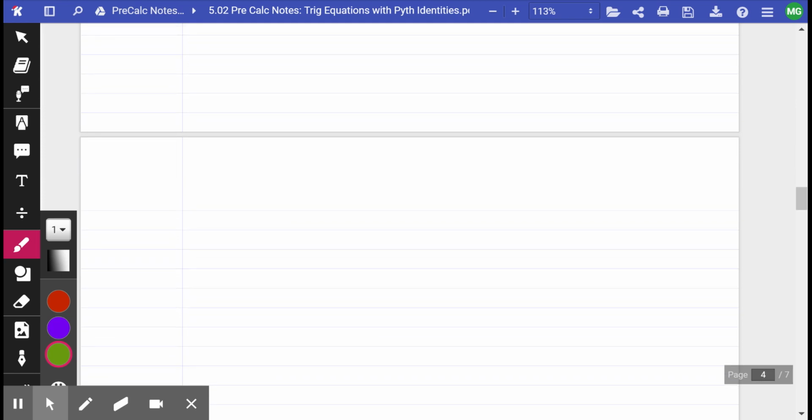All right, and the last one we'll look at here is solve 3 secant squared x minus 2 tan squared x minus 4 equals 0. See if you can pause the video here and try to figure out how you could get this equation all in the same trig function. So either all in secant or all in tangent.